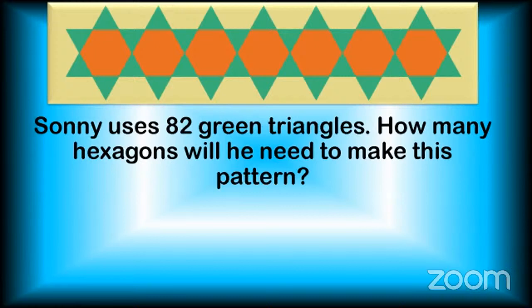So it says Sonny uses 82 green triangles. How many hexagons will he need to make this pattern? So go ahead. All right, thank you, Nativia. It can definitely be any letter. Great, Camelia Thomas. 4H plus 2 could also be correct because it doesn't matter what variable is used.